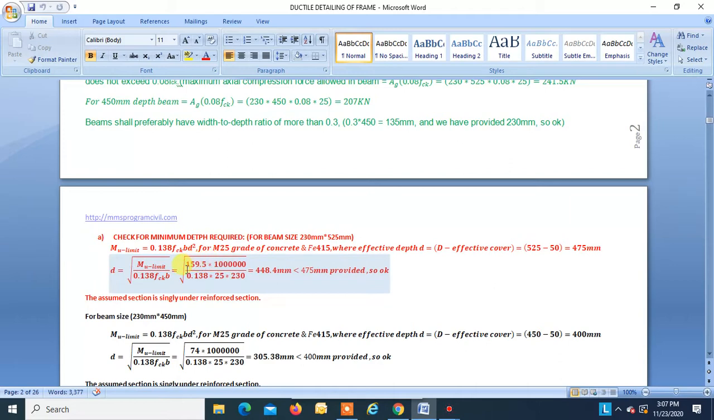I have taken 159.5 over here. So D is found to be 448.4, which is less than 475. This is the provided D, which is less than the provided D. So the section is a singly under-reinforced section.